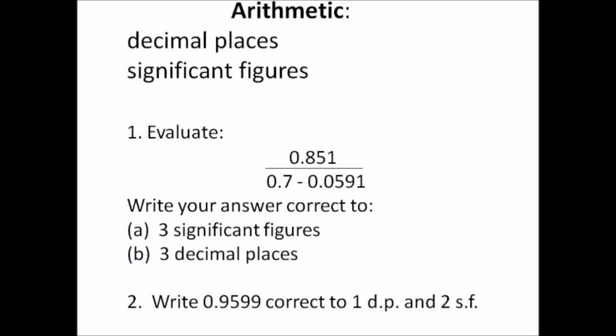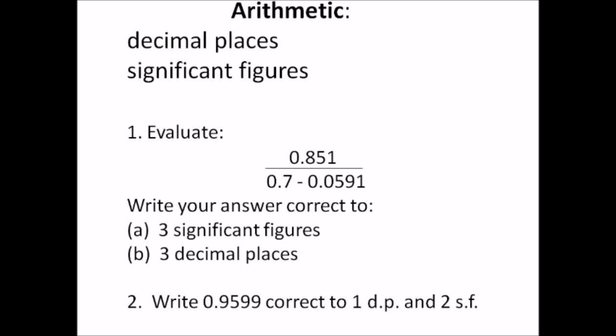And we move on to decimal places and significant figures. 1, evaluate 0.851 divided by 0.7, take away 0.0591. Do it on your calculator, guys. Let's go. Use your memory and memory recall to help you so you can work it faster. And then when you get your answer to this, A, write your answer correct to 3 significant figures. B, write it correct to 3 decimal places. Once you've done that, go on to number 2.